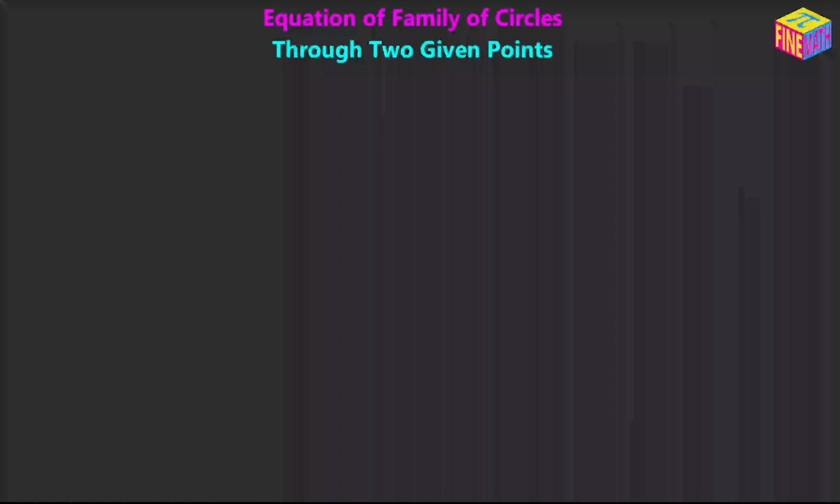Hi everyone, in this video we are going to see how to find the equation of the family of circles going through two given points. Let's suppose we have 2 points like this, point P with coordinates x sub 1, y sub 1 and point Q with coordinates x sub 2, y sub 2.